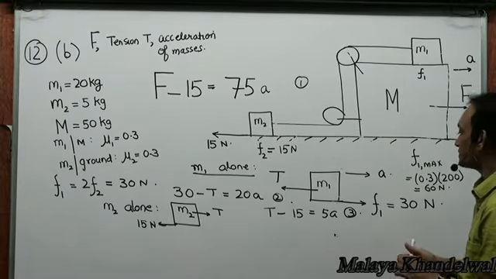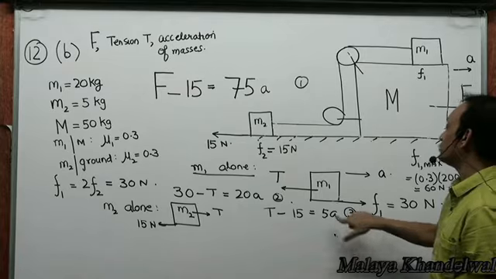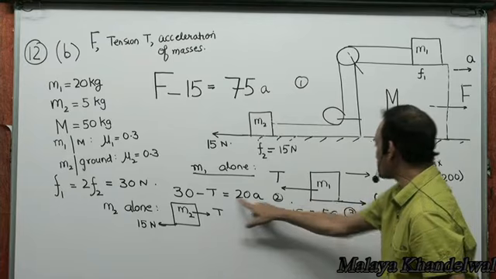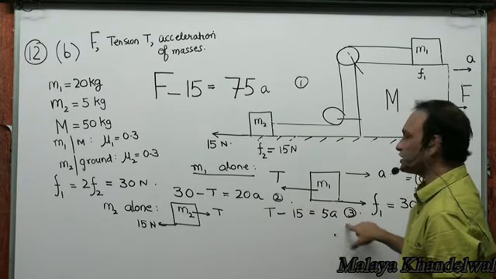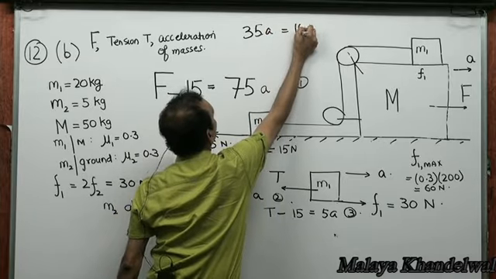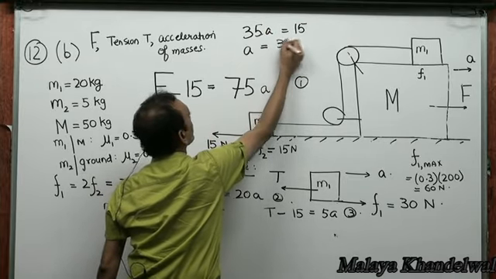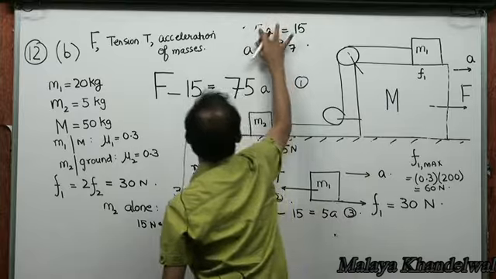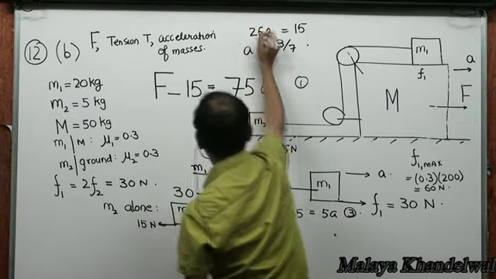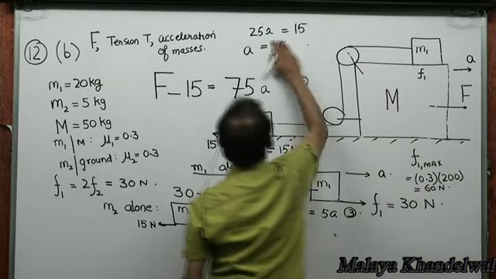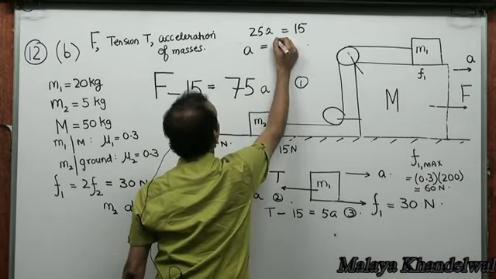Now, all set, because you can use equations 2 and 3 to solve for T and A. If you add equations 2 and 3, you get 15 equal to 35A, so A equal to 3 by 7. Am I right? Or have I made a calculation mistake? Oh, 25A. This is not 35A, this is 25A. If I add these two, 15 equals 25A. So A equals 3 by 5 meters per second square.